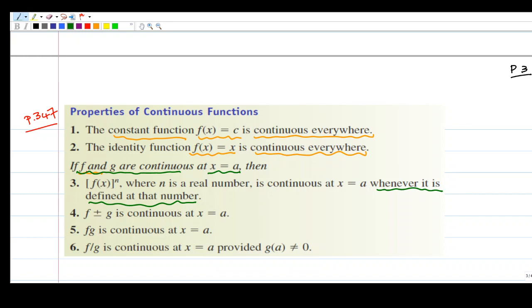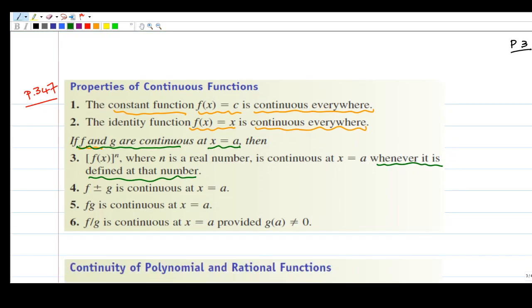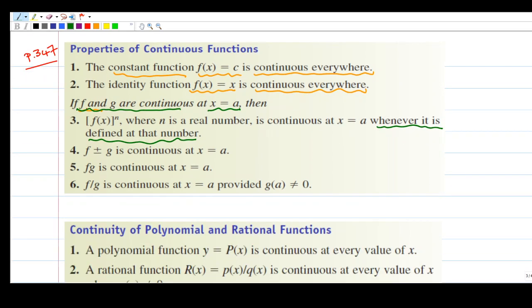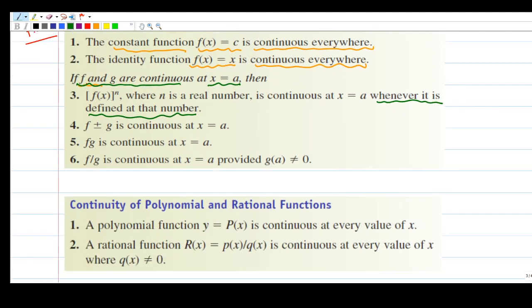5, the product of f and g is continuous at x is equal to a. And 6, the quotient of f and g is continuous at x is equal to a, provided g of a is not equal to 0. We know that the denominator can't be 0. So you need to look at that, know the properties of continuous functions.